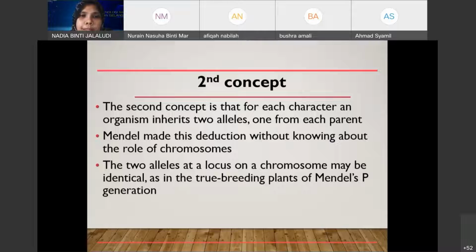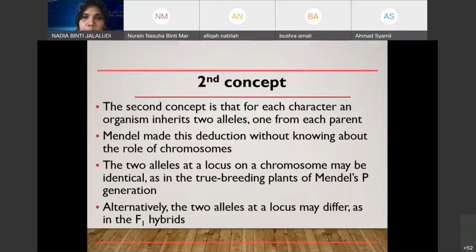So the 2 alleles at the locus on a chromosome may be identical as in the true breeding plants of Mendel's P generation. Okay, mungkin juga kalau identical, kalau yang true breed tu kan, kalau purple semua purple je kan, kalau white semua white je. Alternatively, the 2 alleles at the locus may differ as in the F1 hybrids. So it can be either the same allele atau it could be different as well.